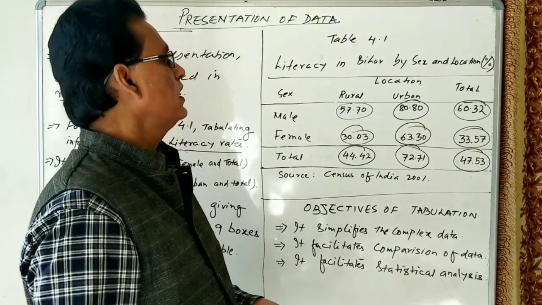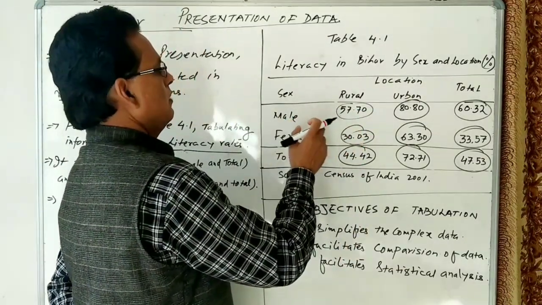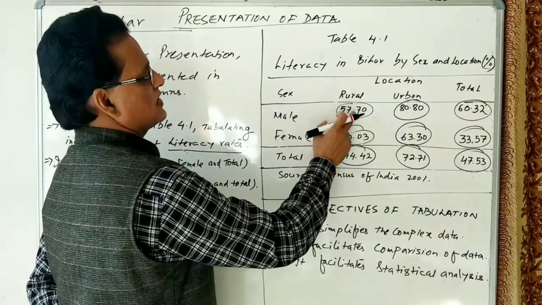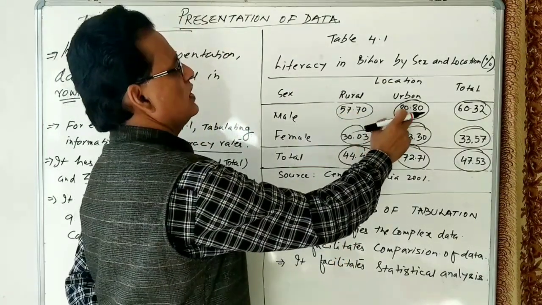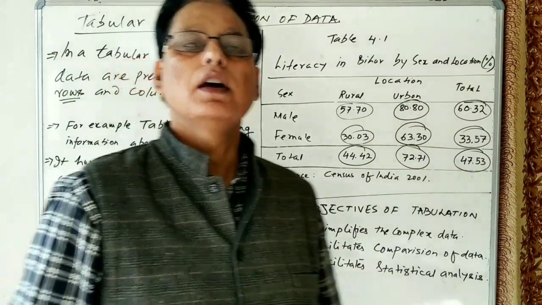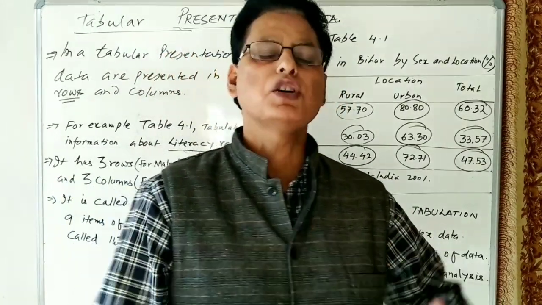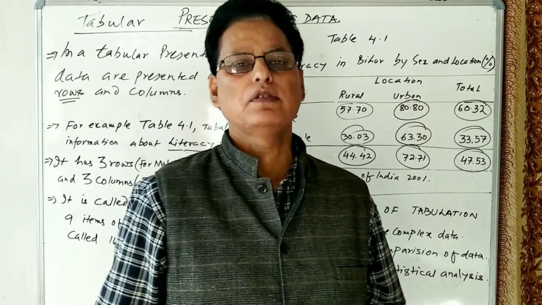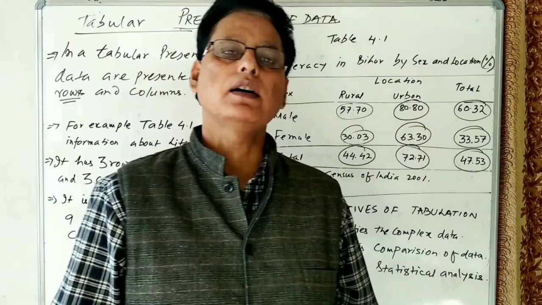If we want to make the comparison between the male of rural and urban, we can say that in rural areas, 57.70% of the males were literate, and 80.80% of the urban males were literate. So the table facilitates comparison. When the information is contained in the form of rows and columns, it becomes easy to make the comparison.